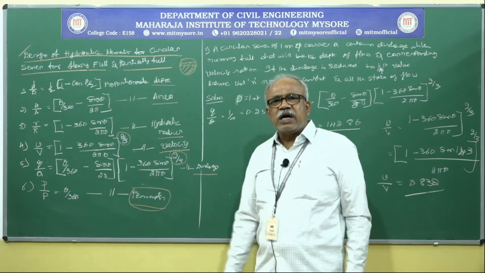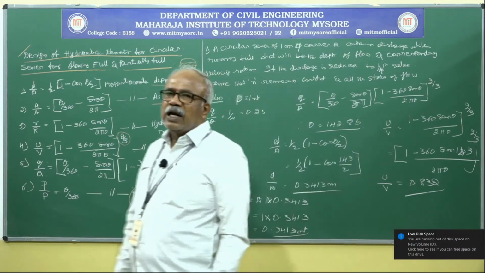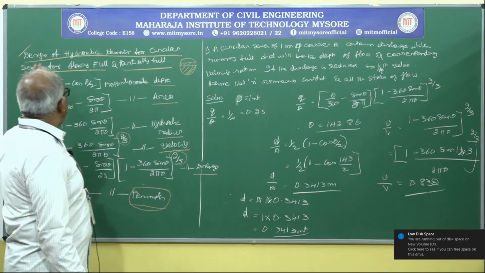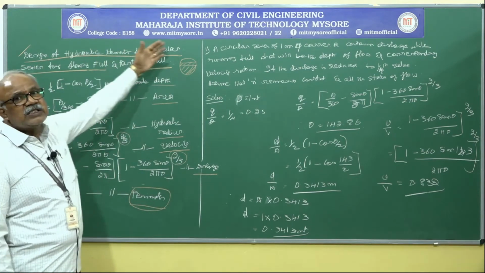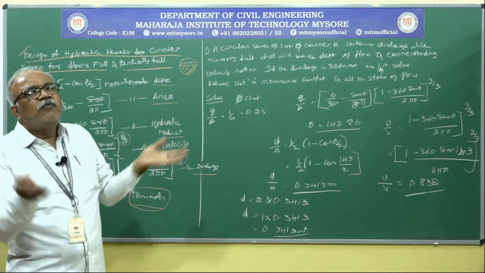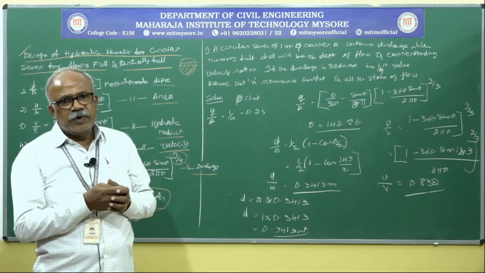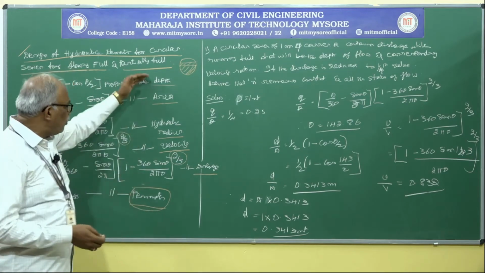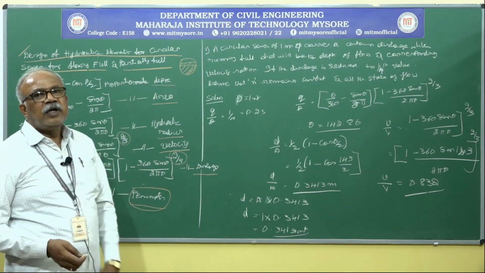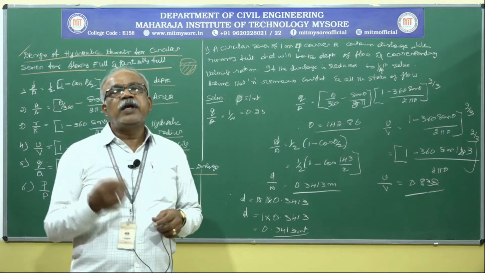So these are all the standard equations available for designing the hydraulic elements in a circular sewer, whether it is full flow or partial flow of the pipe. Are you clear or not? So these are all the equations. Keep them in your mind. Then only it is very easy to design anything.